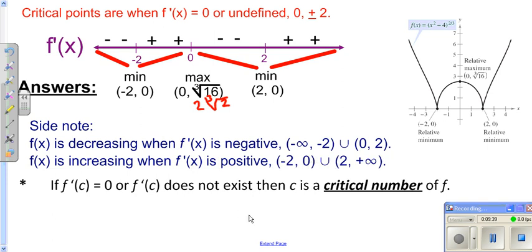Once again, your critical points are where your derivative is 0 or undefined, and those are the numbers you're going to want to put on your number line. Also make sure you have your number line labeled as f prime of x.